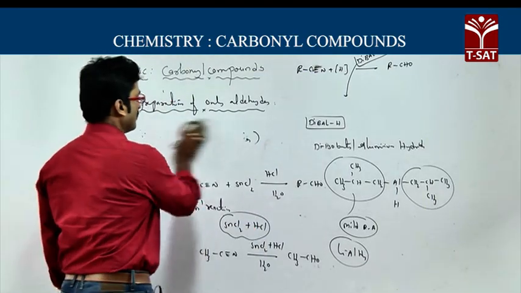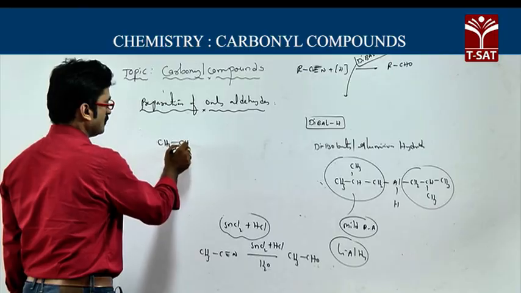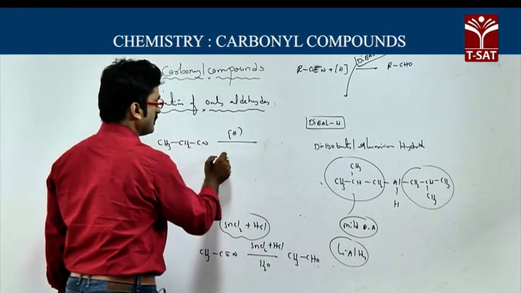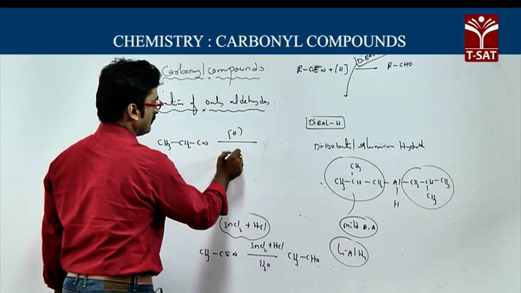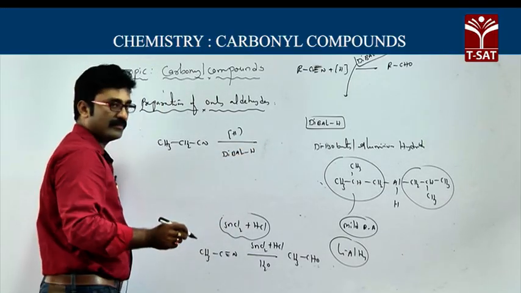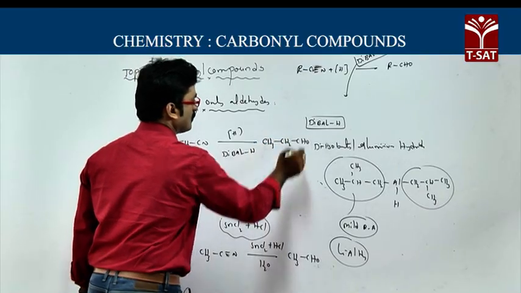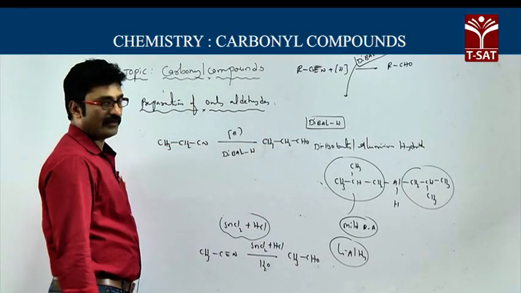We will take one example for that. CH3CH2CN I have taken. This on reduction in the presence of DIBAL-H, you will get CH3CH2CHO, propanaldehyde.